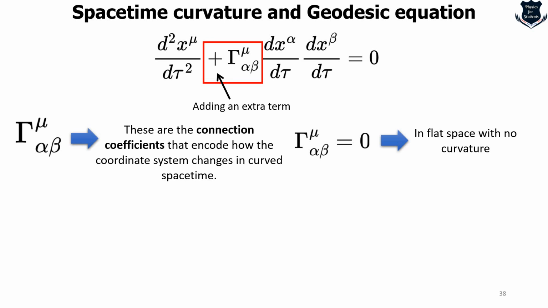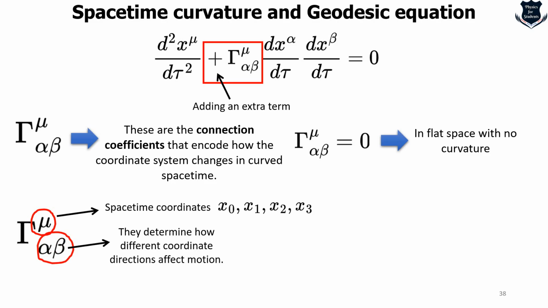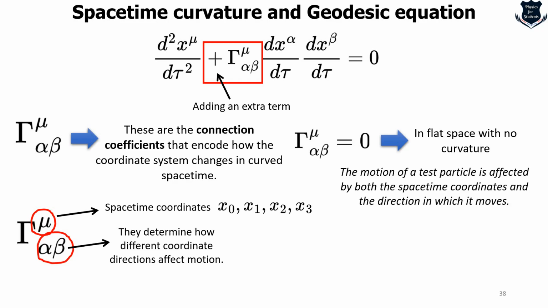So the motion of a test particle is affected by space-time coordinate and the direction in which it moves. So these are the space-time coordinates, and this alpha beta determines how different coordinate directions affect motion. That means motion is now guided by two things. We will come to what the two things are. But first let us understand that the motion of a test particle is affected by both space-time coordinate and the direction in which it moves.